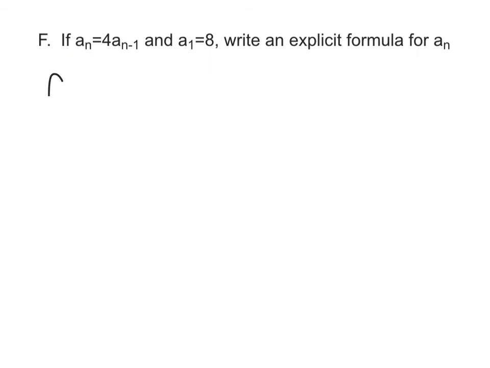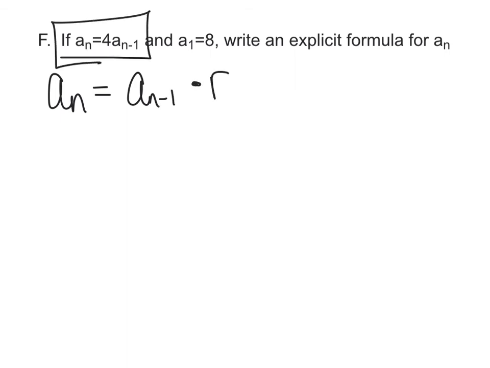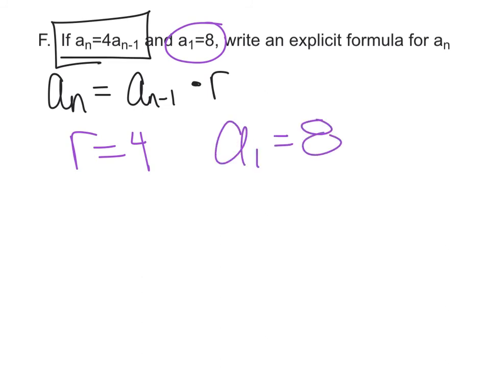So I always start by writing it out for myself. It's a sub n equals the previous term times the ratio. So basically they're telling you, if you match that up, a sub n minus 1 times, there's my ratio. I know that the ratio is 4. And then they were generous enough to give me a sub 1. So this question is actually very easy.